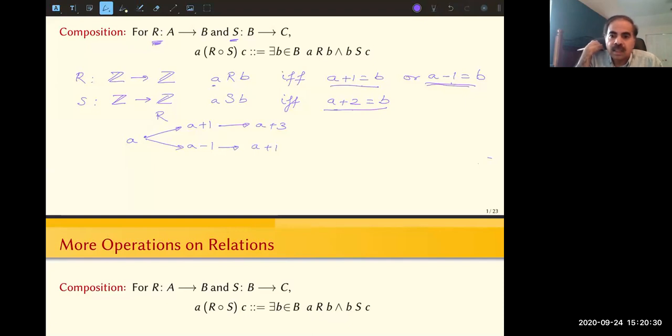Is that better? Yeah, okay, good. Your intuition tells you immediately: I'm adding 1 and then I'm adding 2, therefore I should in effect have added 3. Or I'm adding minus 1 and then I'm adding 2, which means effectively I added 1.